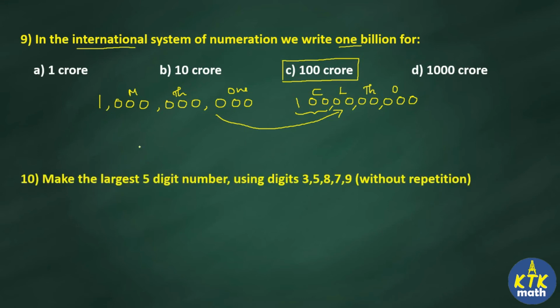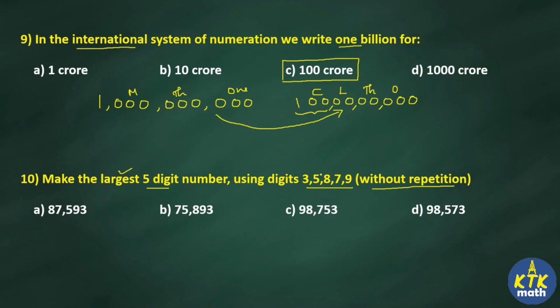Now question number 10. Make the largest 5-digit number using digits 35879 without repetition. So here they give a 5-digit number, therefore 5 numbers are given. So we are not going to repeat any number. You are going to find the largest number. So very simple one. I'll give you one clue. Whatever numbers they gave here, just arrange them in descending order. That is 9, 8, 7, 5, 3. So 98,753 is going to be the largest number. Yeah, option C is your correct answer for question number 10.